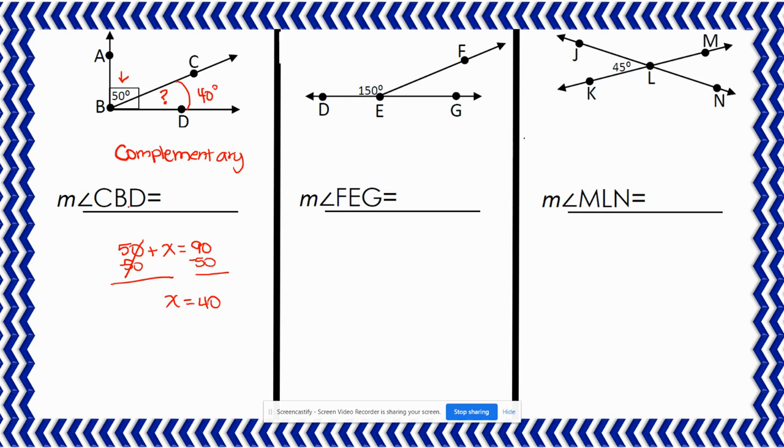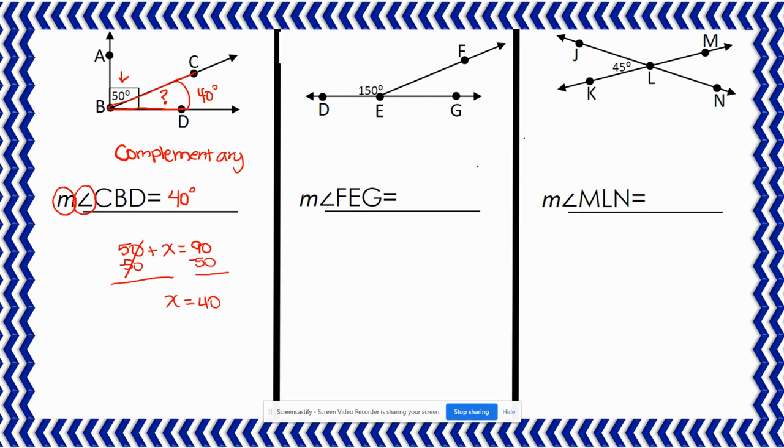This, when it looks like this, actually says the measure of angle CBD. CBD is this angle that goes from C to B and then to D. So it's this angle right here, and that angle measures 40 degrees.